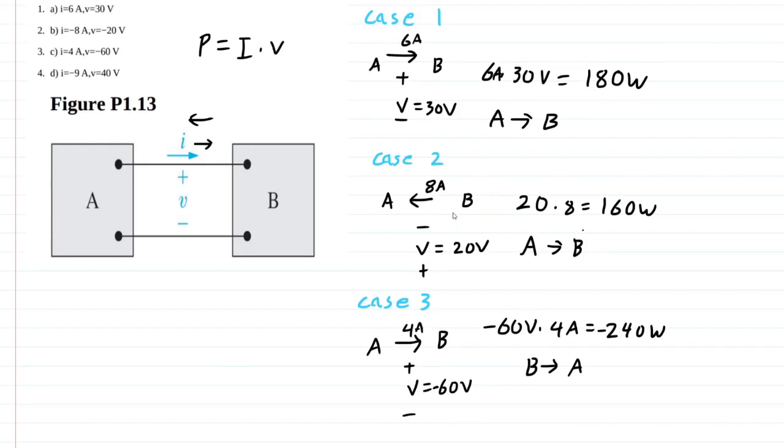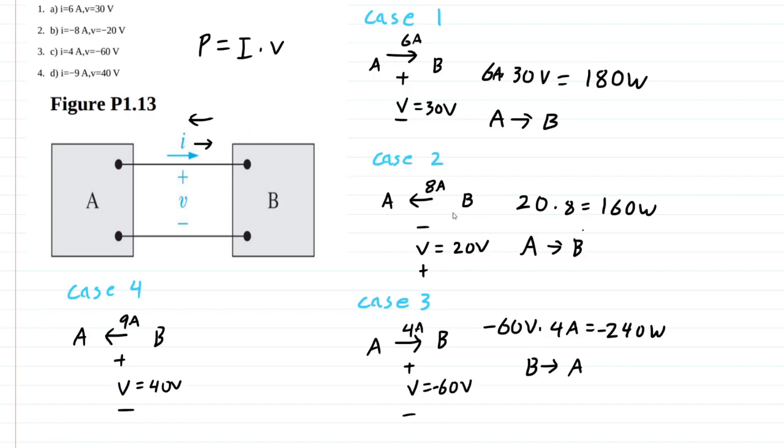So anyway, case 4, we have negative 9 amps, so 9 amps going this direction instead of the other direction. Here's our A, here's our B, and we have 40 volts. Okay, so once again, we have the negative current and a positive voltage.